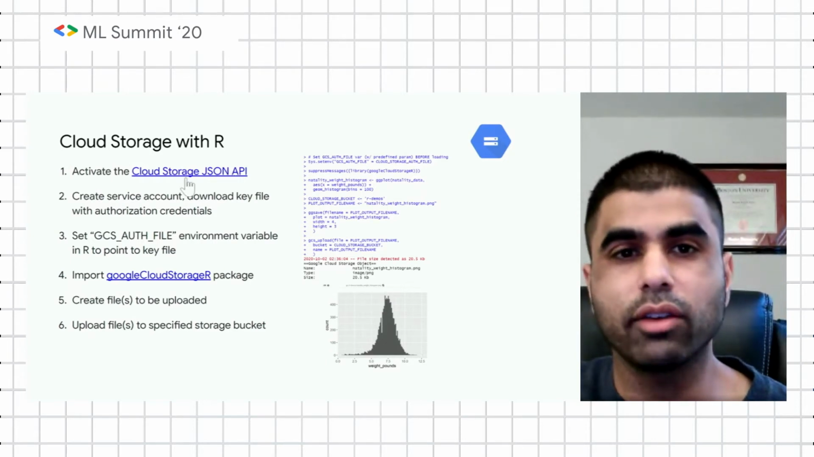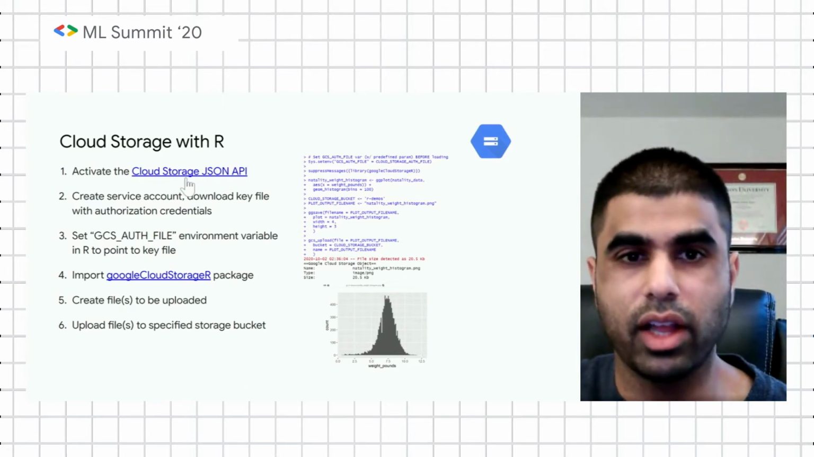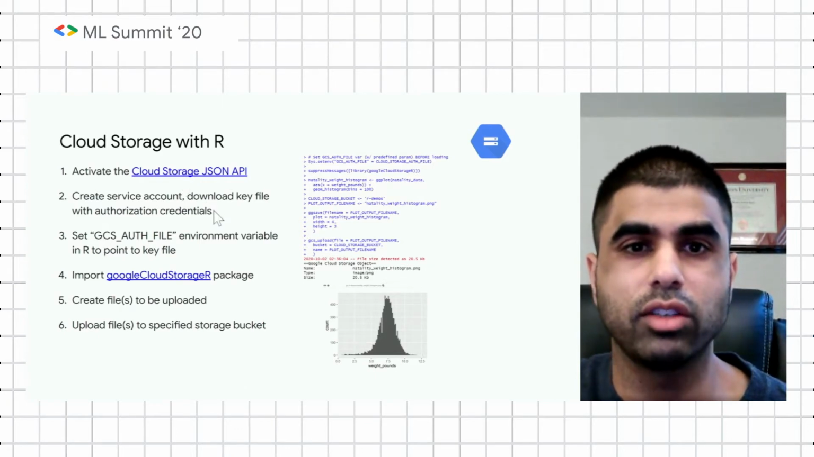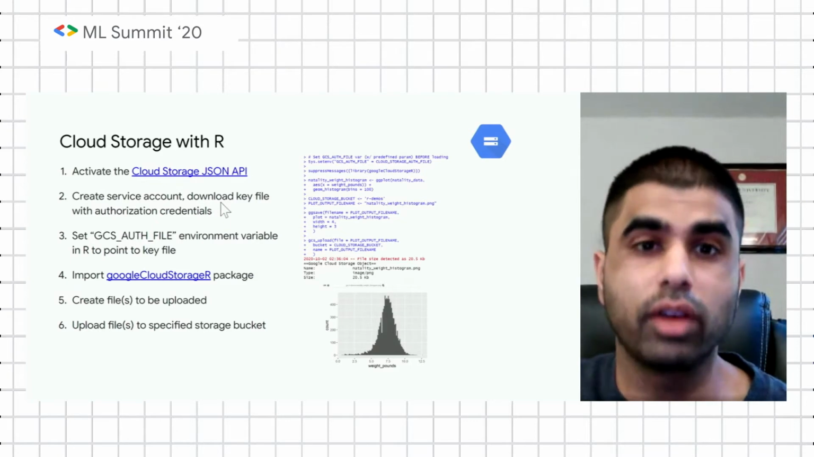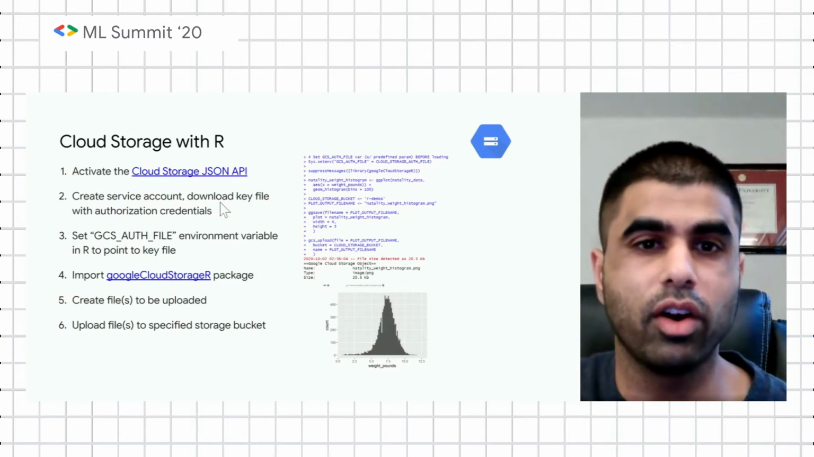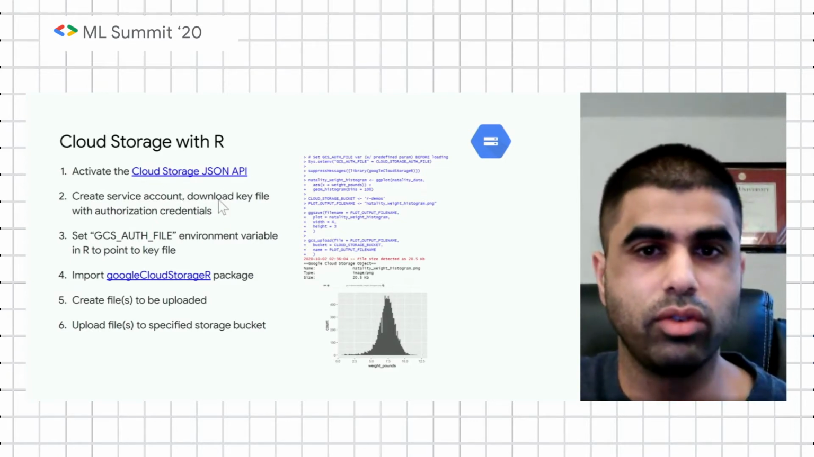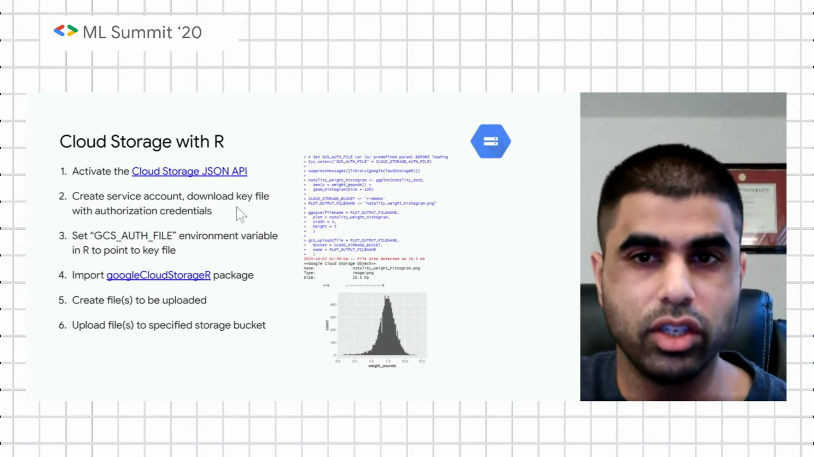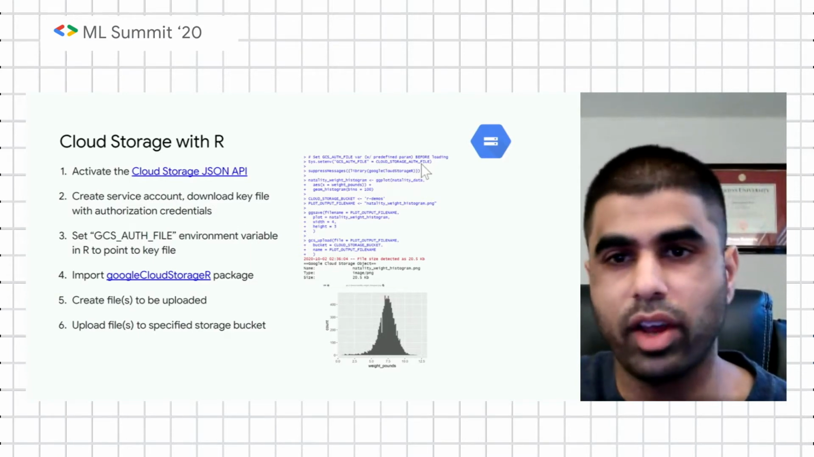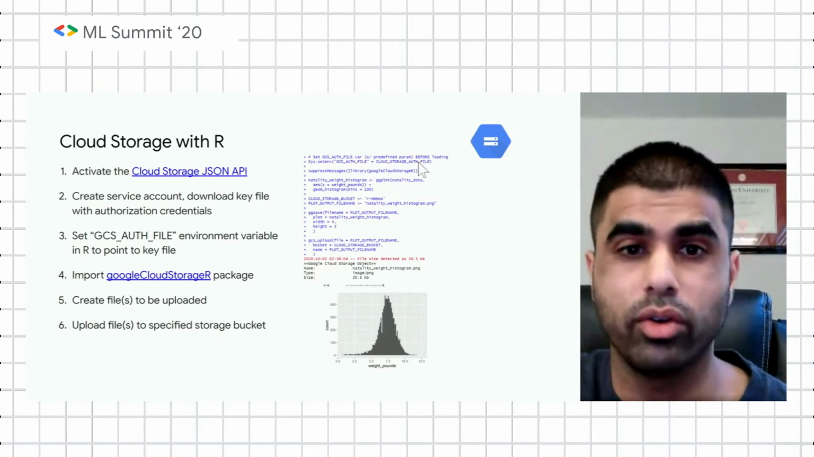You activate the Cloud Storage JSON API, which allows the Cloud Storage within your Google Cloud project to be accessible via R. You create a service account and you download a file with authorization credentials. Here, I've called that file cloud storage auth file. That would be some sort of parameter in your R code.